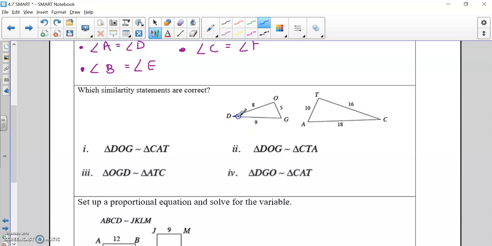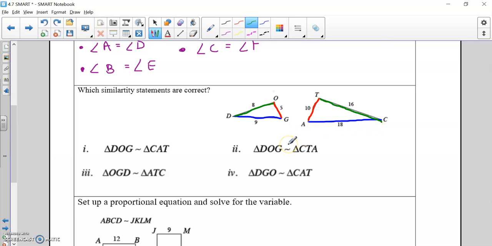Oh gosh, why can't I draw this line? Okay, 9 is the biggest side on this triangle, and 18 is the biggest side on this triangle. So those must match. 5 is the smallest on this triangle. 10 is the smallest on this triangle. So those have to be corresponding. And lastly, we have 8 being the middle length, so it must match with our middle length here, which is 16.